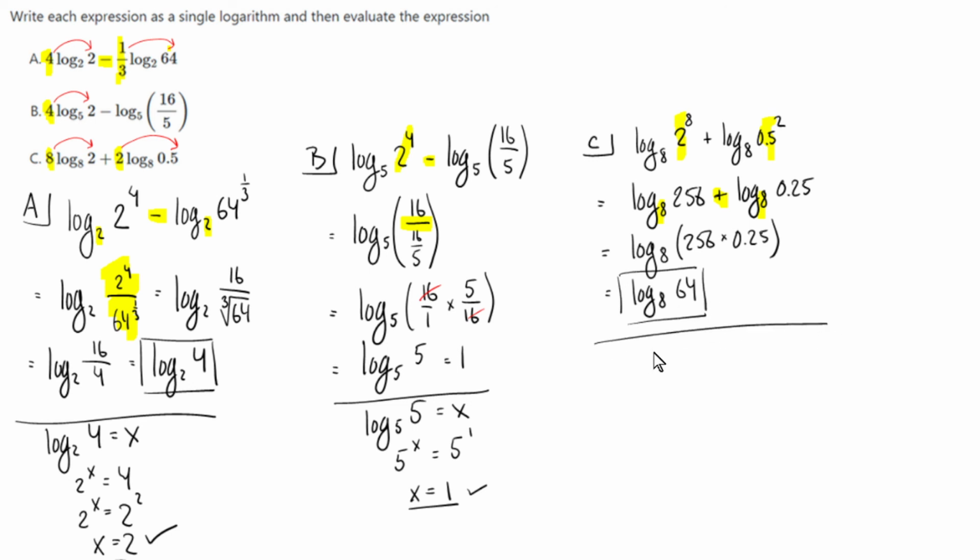They want us to evaluate this. So log with a base of 8 of 64 equals x. Convert to exponential form. So 8 to the power of x equals 64. 64 can be written with a base of 8 as 8 squared. Drop the bases and we get x equals 2.